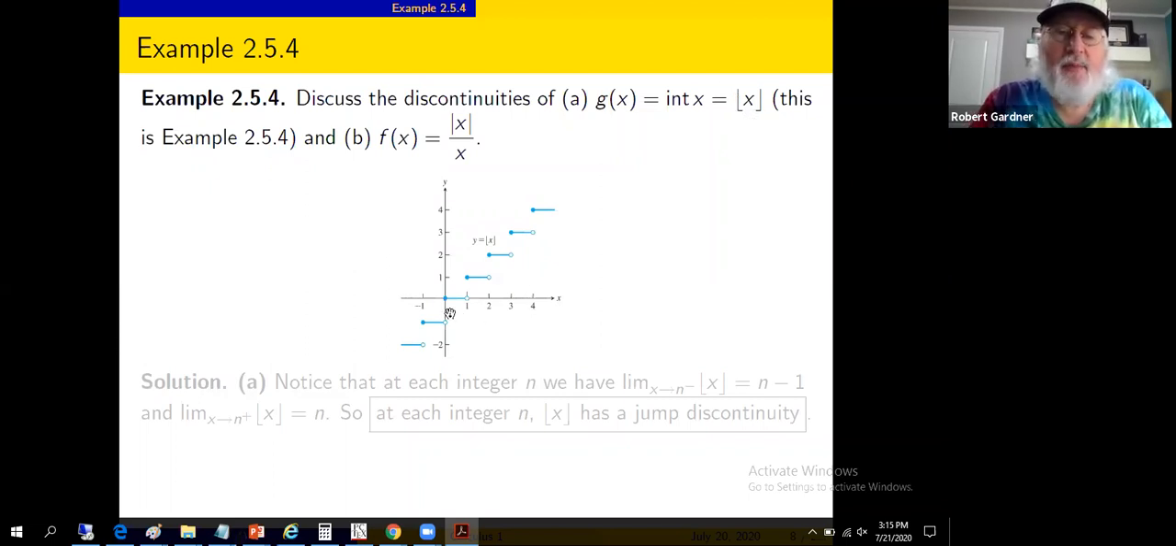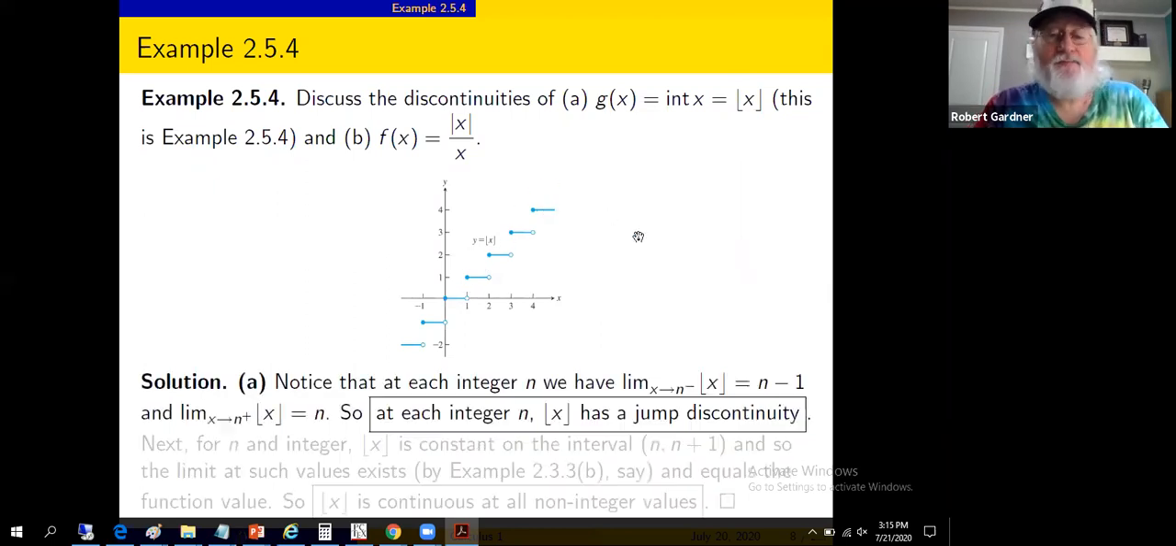So when I take a number between 0 and 1, it's rounded down to 0. When I take a number between 3 and 4, it's rounded down to 3. At 4, the function jumps up to the value 4. Take a number between 4 and 5, 4.5, gets rounded down to 4. That's the reason you get these little steps. Sometimes it's called a step function.